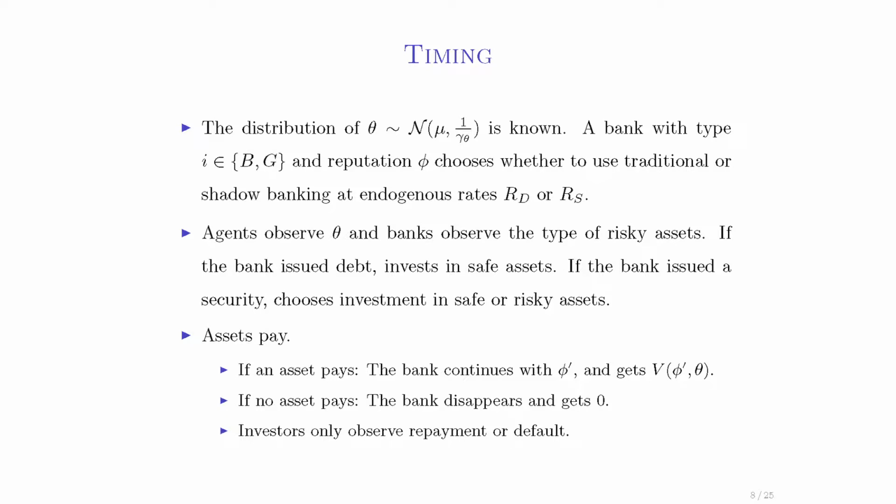Then at the end of the period, the assets pay. If an asset pays, the bank continues with a new reputation potentially and enjoys a continuation value. And as a normalization, if no asset pays, the bank disappears and gets zero. And investors only observe repayment or default. That's the only thing that the investors will observe here. All right? So let me put this model in the picture.